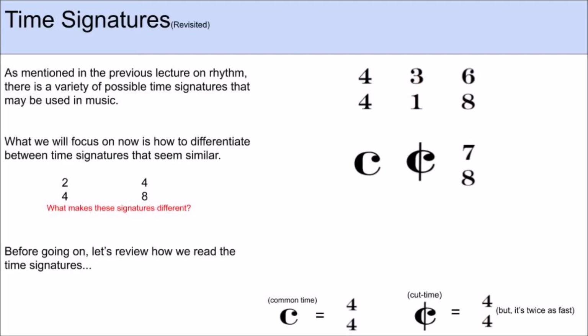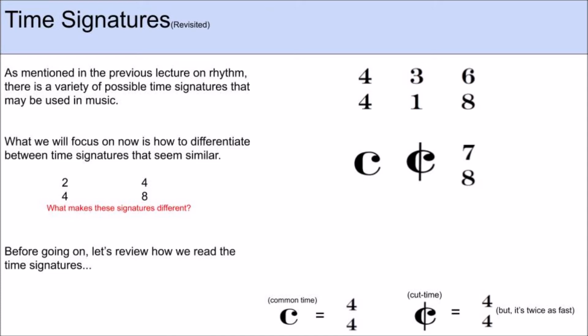First, here is a quick review of some of the material that we covered in our previous lecture. Here we have seen a variety of different kinds of time signatures, but one of our focuses this time will be how to differentiate between time signatures that seem similar. For example, here on the left I have 2-4 and 4-8. What do you think makes these signatures different?